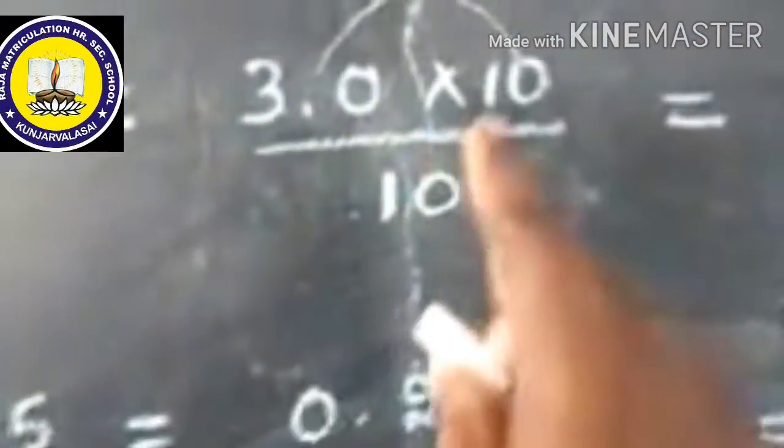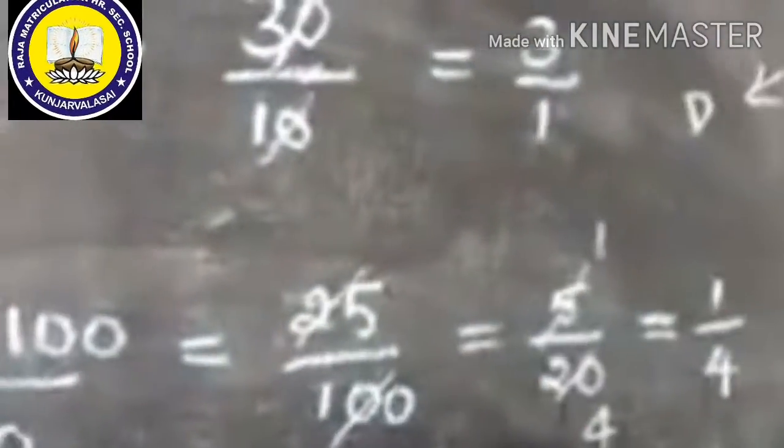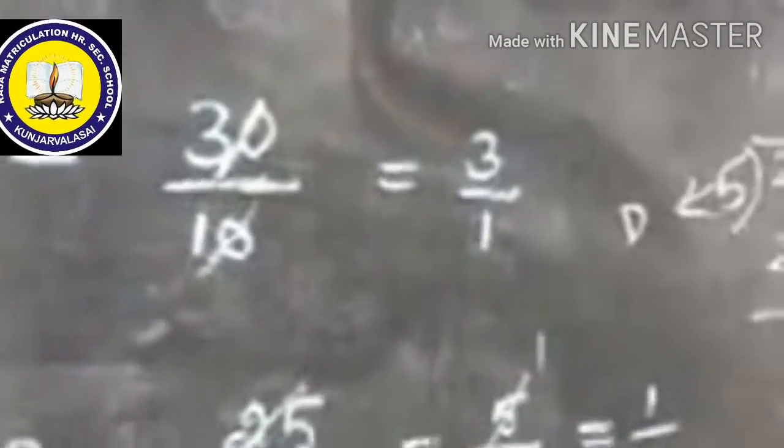So 3.0 into 10 divided by 10. 3.0 into 10, the answer is 30. Then divided by 10, the 0s cancel, and the answer is 3 by 1.